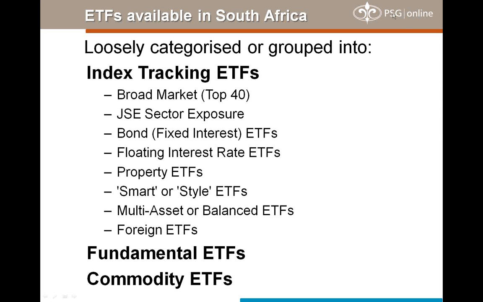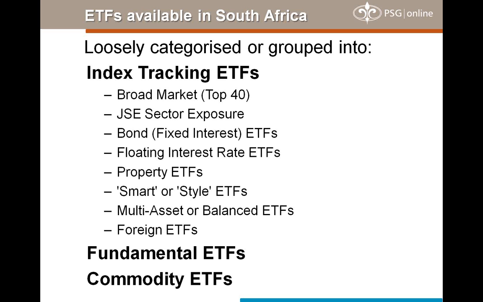You can say these are loosely grouped into index tracking ETFs that broadly, for example, some of them might be tracking the top 40 shares, some of them are more sector specific. There are bond or fixed interest ETFs, floating interest rates, property ETFs. Then we talk about the smart ETFs or the style ETFs, multi-asset or balanced ETFs, and then the foreign exchange, foreign ETFs. And there's also a range of what we call fundamental ETFs and commodities. So these are just some of the broad categories. So there's a whole range.